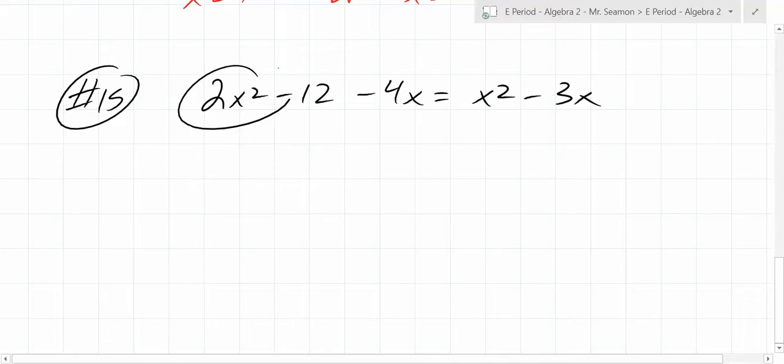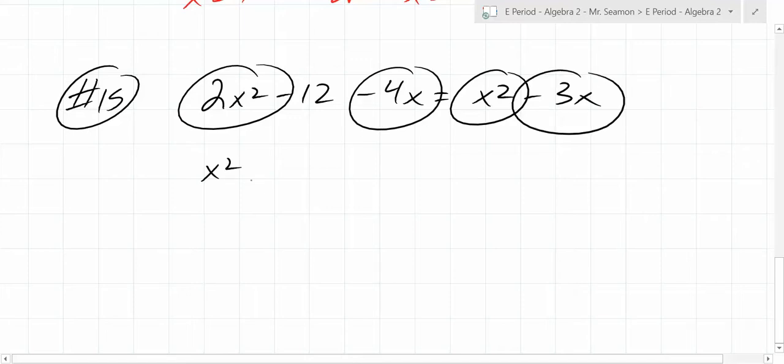So you take these two. What does it become on the left? Just x squared. And then you have negative 4x plus 3x. So what does it become on the left? Minus x. Because you're adding 3x to both sides. And then you have minus 12 equals 0.